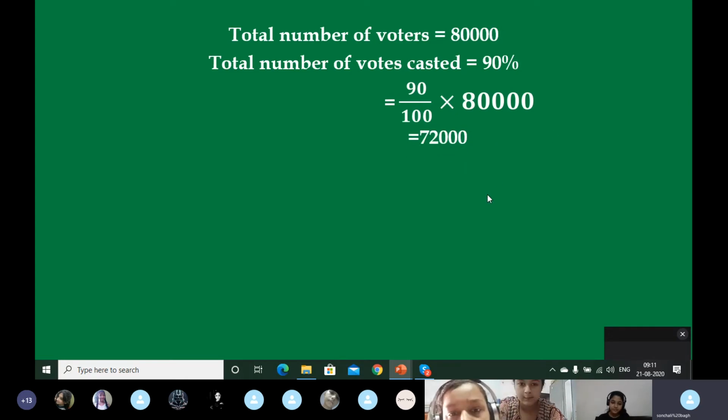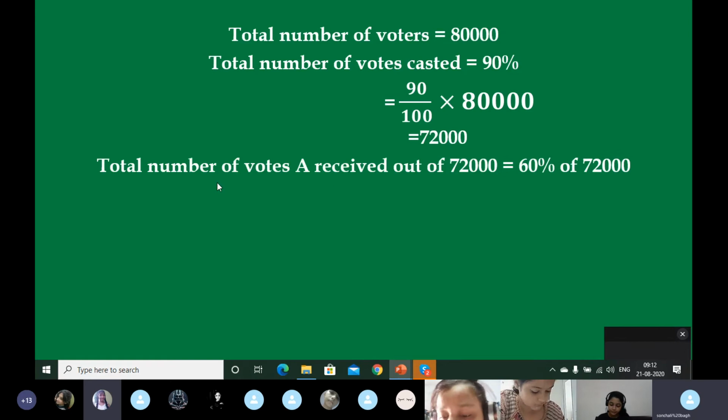And whatever calculation we have to do, how many votes A got or how many votes A lost is based on 72,000, not on 80,000. Understood? Clear? So, moving ahead. Total number of votes A received out of 72,000 was 60% of 72,000.